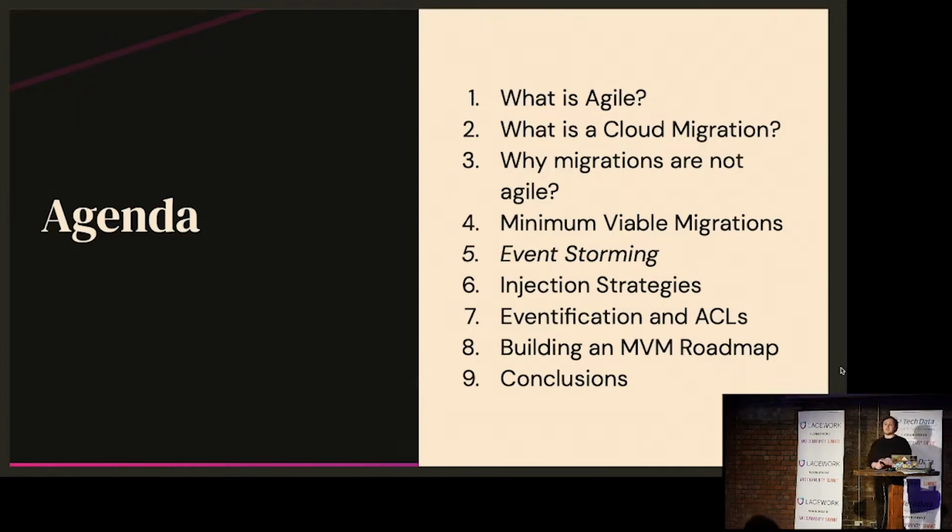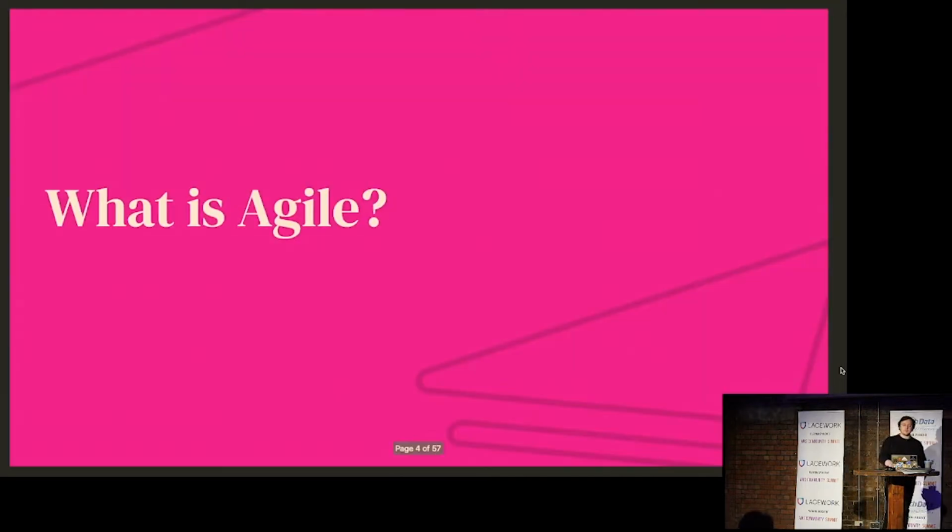I know Bob Gregory touched on it a bit earlier, but how that can help us build a set of events which can then allow us have a sort of minimum viable migration approach to our migration. And finally, we'll look at injection strategies for our MVMs, our minimum viable migrations, and how eventification and anti-corruption layers are needed to help us on this journey. The last piece we'll look at is how we're going to build a roadmap of MVMs. So how do we prioritize what we migrate first, and how do we sort of sequence the different launches of MVMs to gradually strangle our existing application. And finally, we'll look at some conclusions and bring it all together.